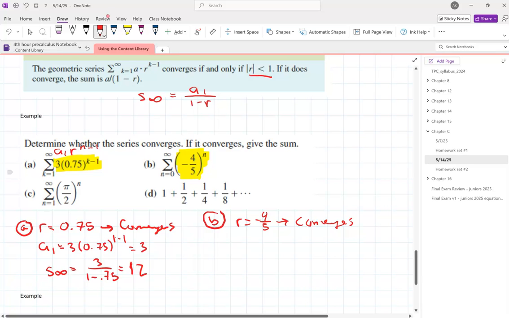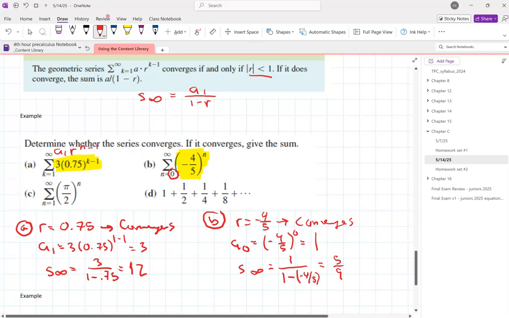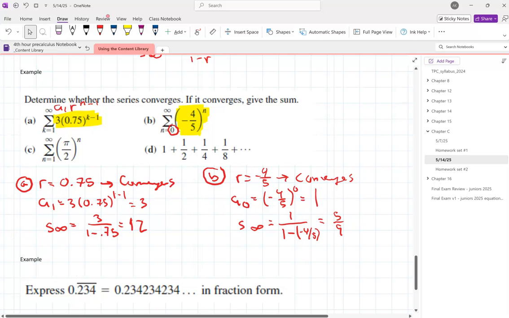So to get the first term now, notice the first term here is actually the 0th term. That's a little weird, but whatever. So my infinite sum is going to be 1 over 1 minus -4/5, and that comes out to be 5/9. 1 plus 4/5 is 9/5, and then a reciprocal. That should be right.